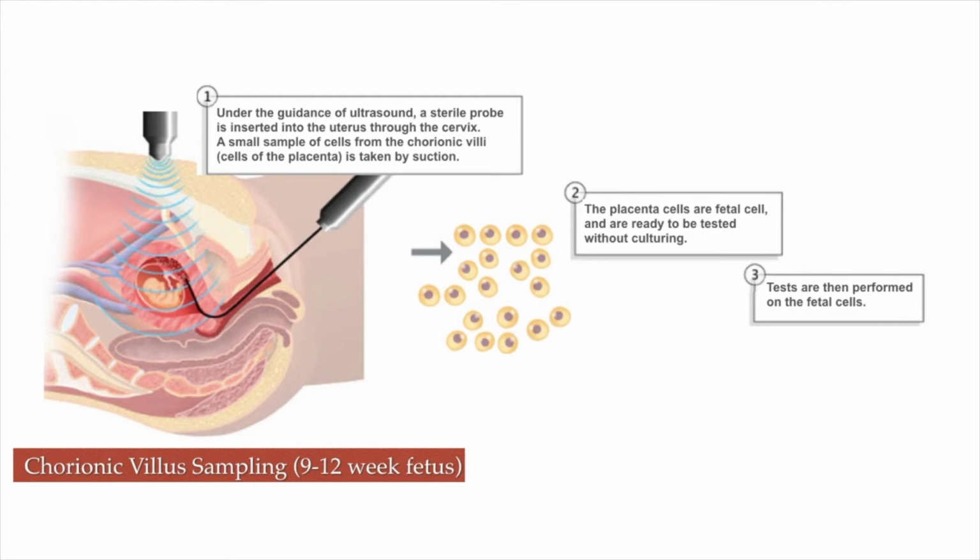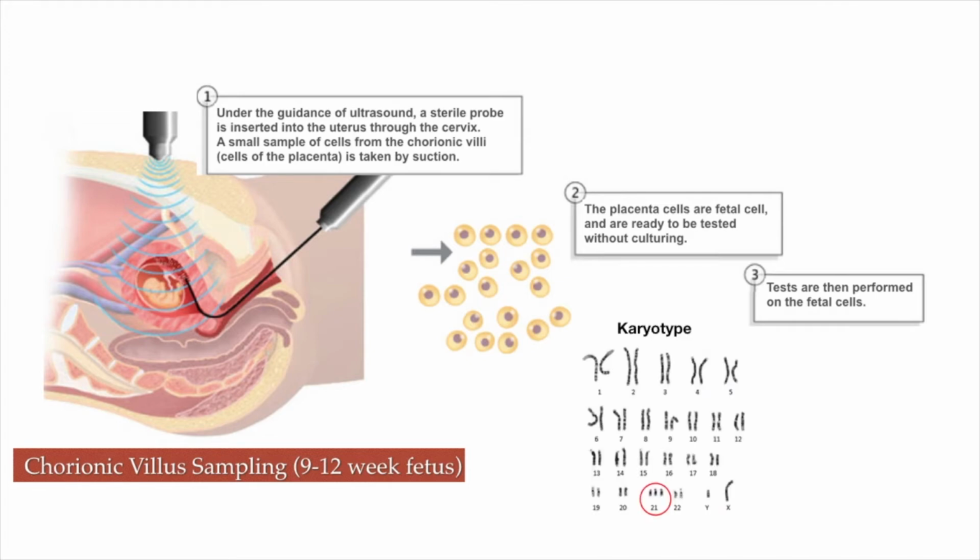So in order for those cells to be extracted, a probe is inserted through the cervix and into the uterus in order to extract some of those cells. Now, because those cells are extracted directly, they don't need to be isolated, they don't need to be cultured, they can be tested right away. So this particular type of test actually takes only a few hours to complete. So this is a much more efficient prenatal test. However, it does carry a higher risk of miscarriage than an amniocentesis does.